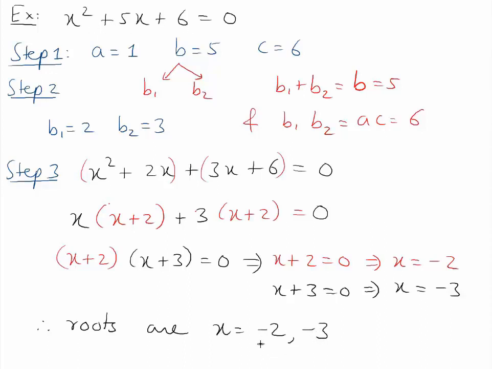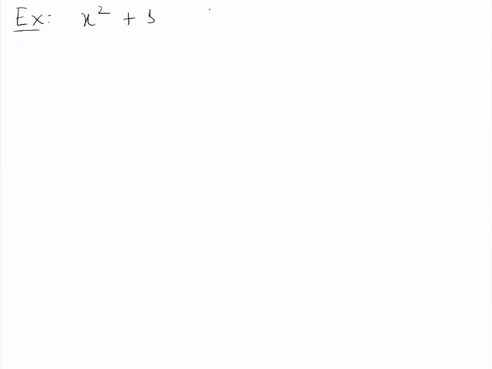Now we can see that if we substitute x equals minus 2 in this equation, it will satisfy. That is, this will become 0. Same thing for x equals minus 3. Let's see a few more examples. x square plus 5x minus 6 equals 0.